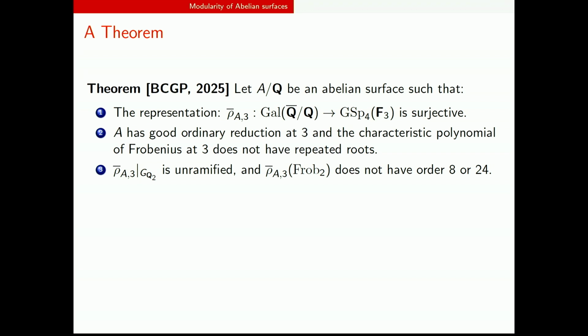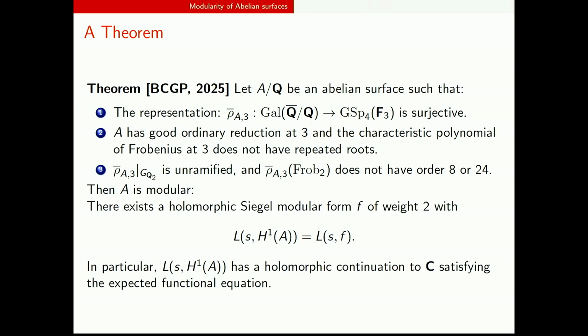And what's the conclusion? The conclusion is that A is not only potentially modular, but is modular. Right, so there exists some appropriate modular form or Siegel modular form such that the L functions agree. So the L function is entire and satisfies exactly the expected functional equation. I mean, here we're just saying it for H1, but you get the expected result for all the other degrees as well.